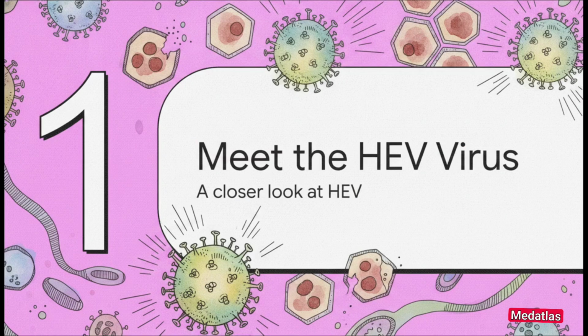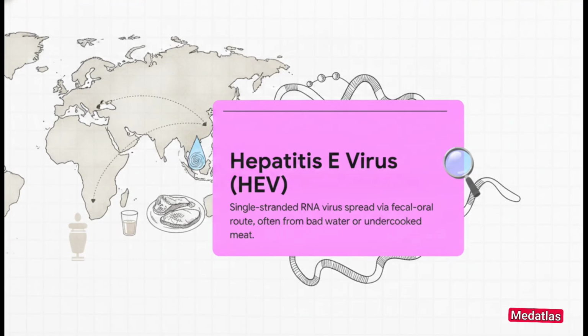Meet the hepatitis E virus. So, hepatitis E, it's a single-stranded positive-sense RNA virus, and it spreads through the fecal-oral route, which is exactly as gross as it sounds. The classic clinical scenario: a patient traveling to endemic areas in Asia or Africa, drinking contaminated water or maybe eating undercooked meat like wild boar or deer.